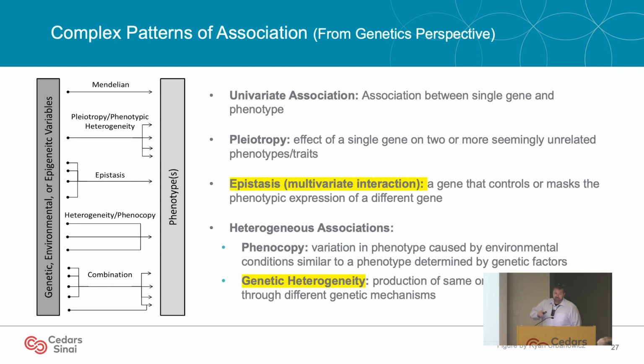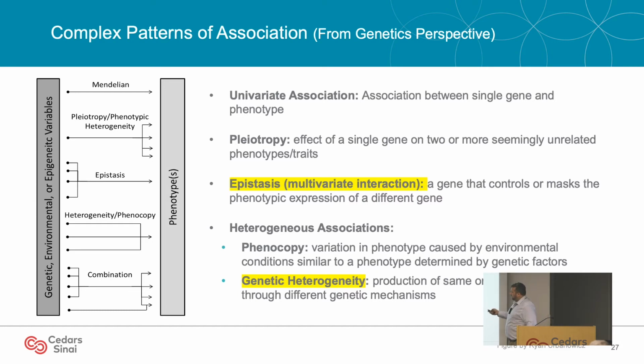Let's dive into complex patterns of association a little bit more. And we're going to do this from a genetics perspective. Over here on the left, we have a box that basically represents all possible variables. But here they're just labeled with genetic, environmental, or epigenetic variables. And over on the right, we have phenotype or outcome. And this is trying to illustrate some of the common complexities in how we relate potentially predictive variables to outcome.